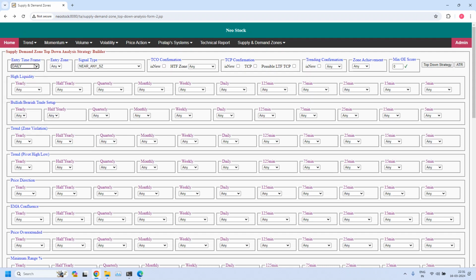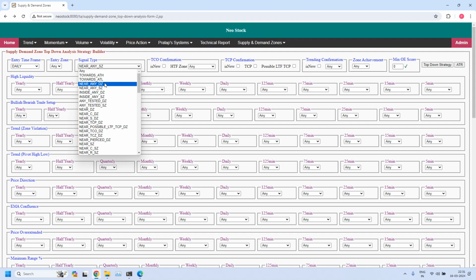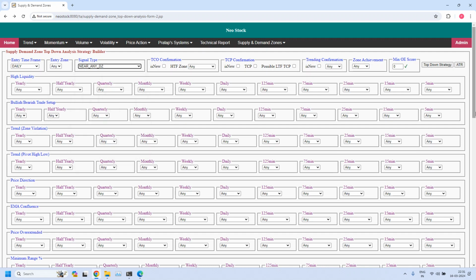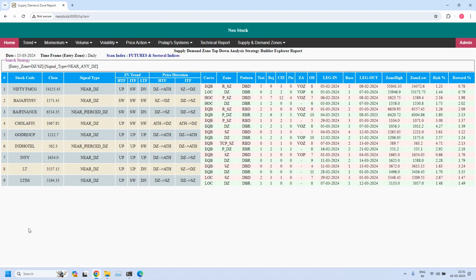The entry time frame is daily. Let us find the stocks near the daily demand zone. So 9 stocks are filtered. We need to identify high liquidity zones from this list. We don't have any high liquidity demand zones from the daily time frame in this list. So let us go back.